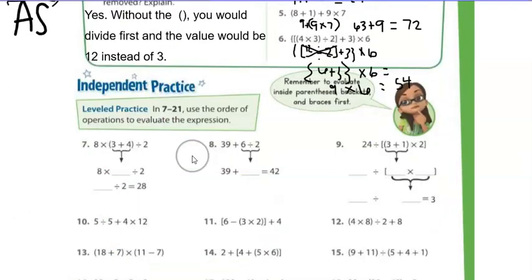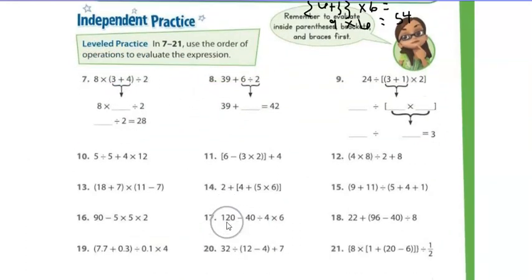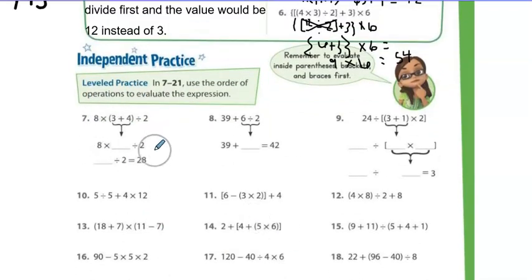All right, so for your independent practice, we'll do number 7 together as an example, but then you're going to be completing 8 through 21 on your own. Looking at number 7, it's breaking it down for you and showing you what you need to do. It's already brought down the 8, the multiplication symbol, the division symbol, and the 2, to show you that these need to be brought down because you're going to be solving this first. So 4 plus 3 gives me 7.